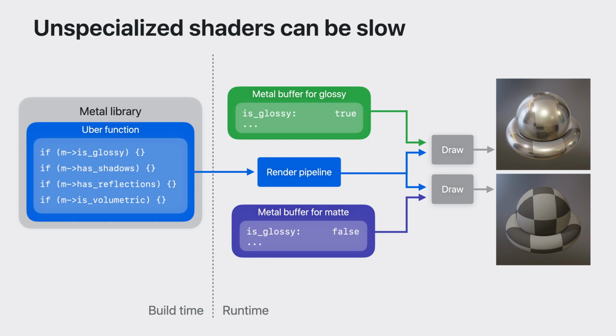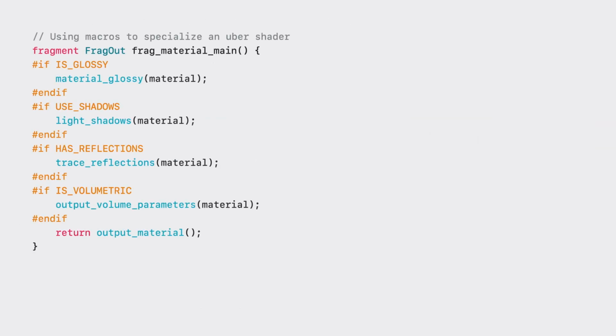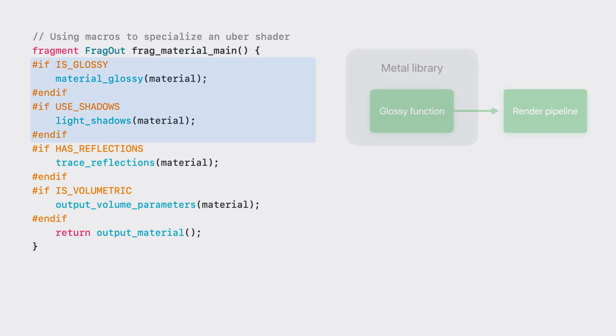Another approach is to specialize the shader at compile time instead of at runtime by building the shader variants offline with preprocessor macros. This is an Uber shader specialized using macros. Each specialized shader has its own render pipeline and only has the code it needs for rendering a specific material effect.